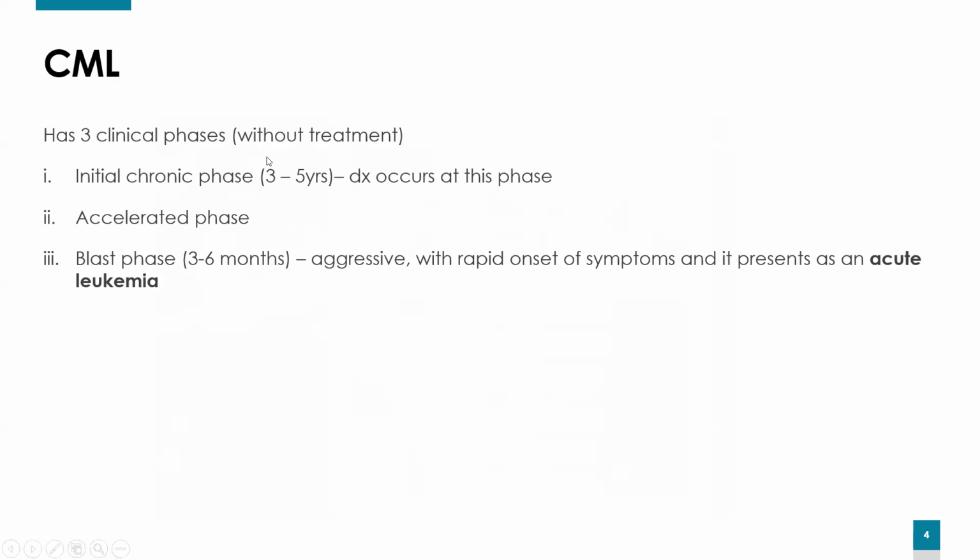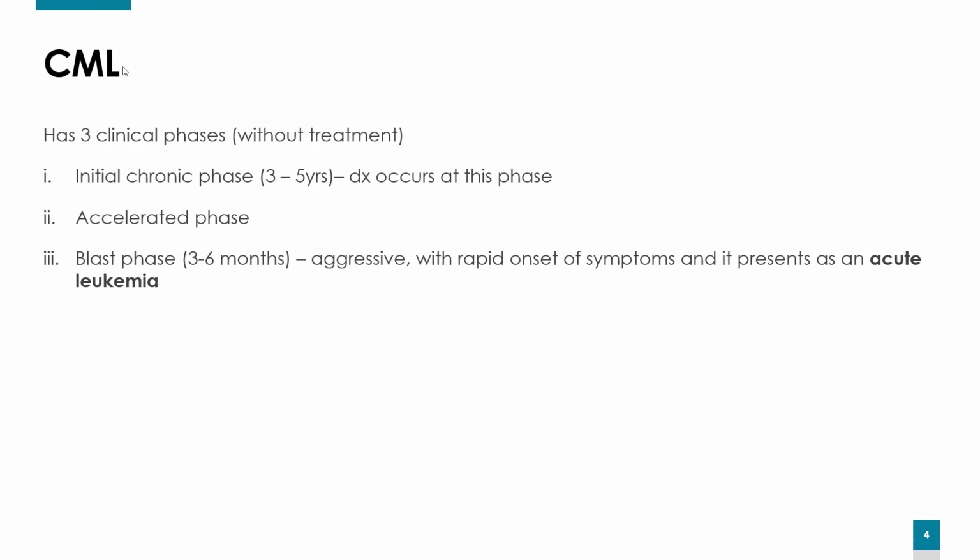So there are three phases of CML. There's the initial chronic phase, which lasts about 3 to 5 years, and the diagnosis usually occurs at this phase. They might have a swelling in the abdomen, of that spleen. So you might have hepatosplenomegaly. And then there's an accelerated phase. I don't think there's a particular time frame. There is a second phase. Then the last phase, which is the important phase in this discussion, is the blast phase.